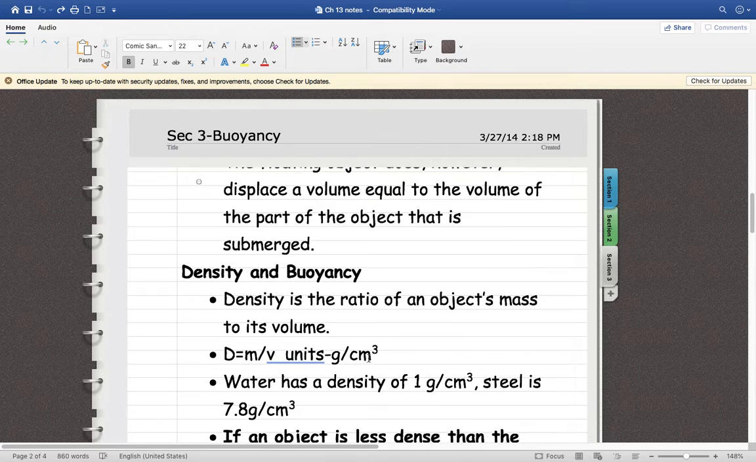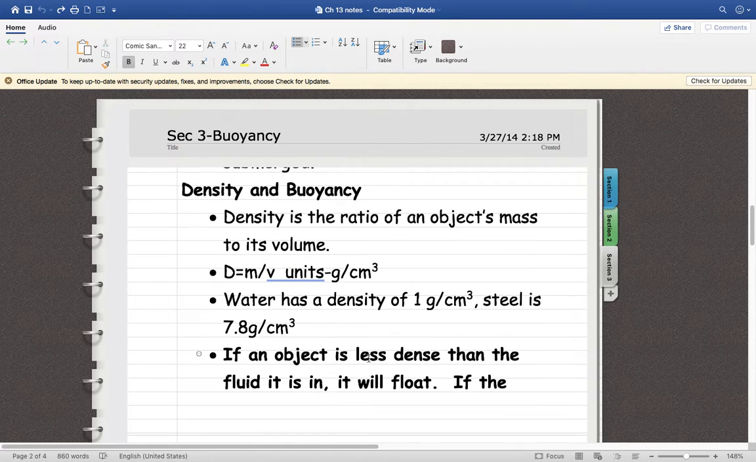All right, so density and buoyancy. This is why I made you go through those density problems. Density is the ratio of the object's mass to its volume. The formula is density equals mass divided by volume. In our class, the units we're going to probably use are grams per centimeter cubed. Water has a density of 1 gram per centimeter cubed, and steel has a density of 7.8 grams per centimeter cubed. That's just for reference so you can compare.